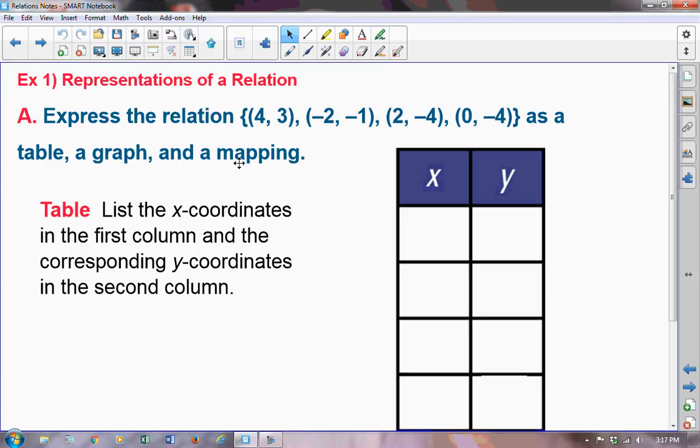When you're representing something in a table, you will list the x coordinates in the first column and then their corresponding y coordinate in the second column. So we have a 4 for x, and its corresponding y coordinate is 3. And then -2, -1, 2, -4, and then 0, -4. It's that easy representing something in a table.